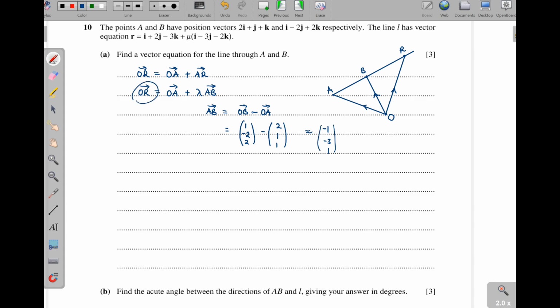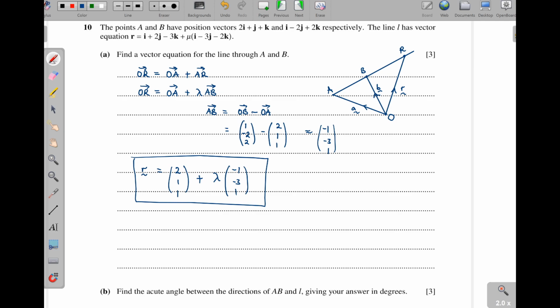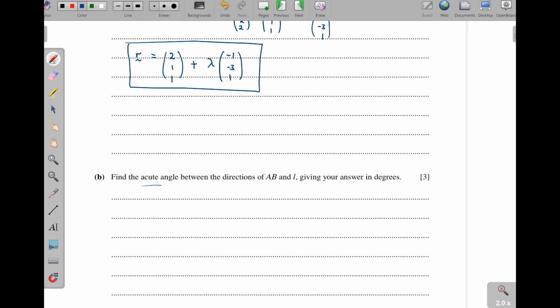So that means that our OR, first of all, from here, that is an R, then this is, let's say, B, and then this is an A. So OR is R, which is equal to our OA, a point through which the line passes. So that is (2, 1, 1) plus lambda times (negative 1, negative 3, 1). And that is that.